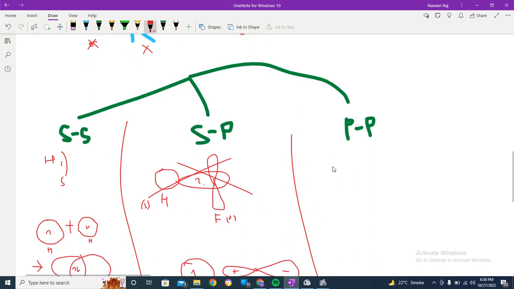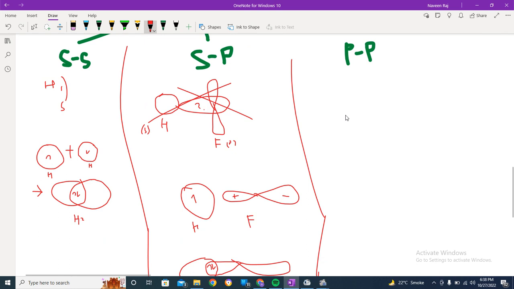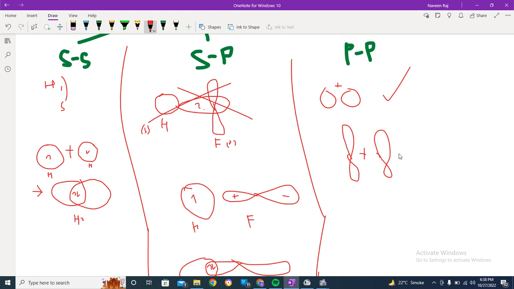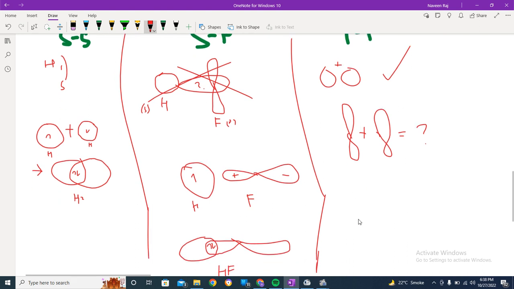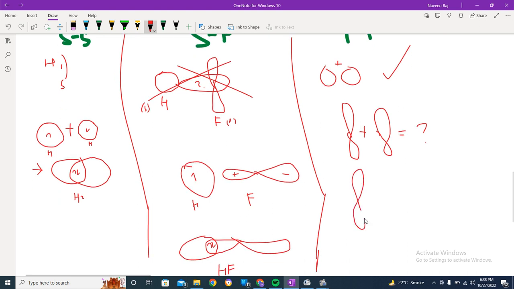What will happen in P and P? What do you think? P and P, is it possible? If this and this is possible, then why not this and this? Is it possible? Just tell me. I'm giving you some sort of time. Do think and tell me, is this possible? And what about this one? Is this possible? Is this possible? Do remember the point, axial overlap.